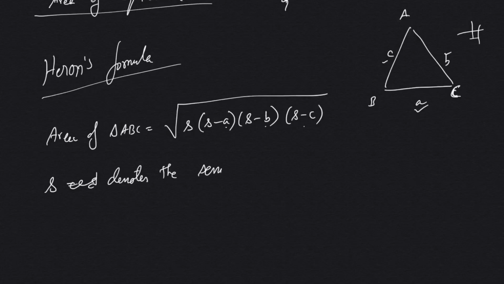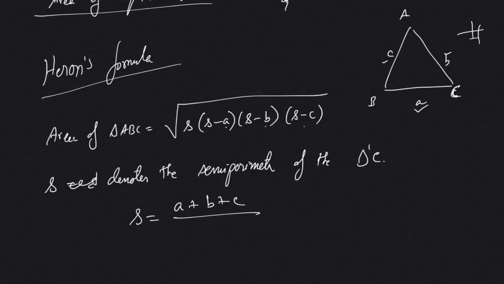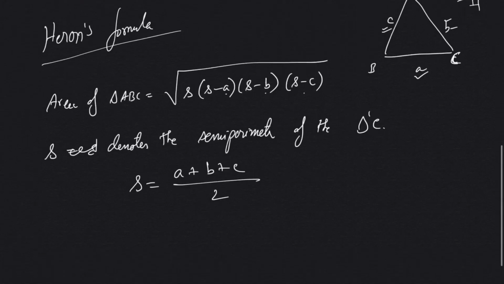the semi-perimeter of the triangle. Now, what do we mean by perimeter? Perimeter means the sum of all the sides, this one, a, b and c. Semi means half, so S will represent that.